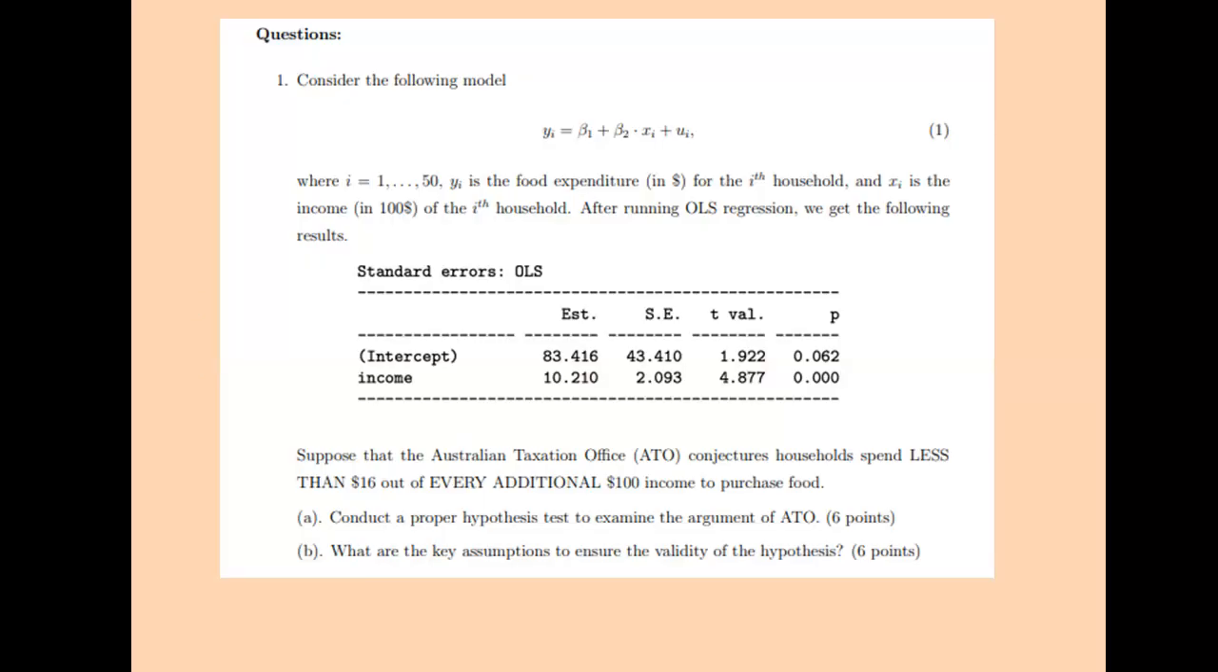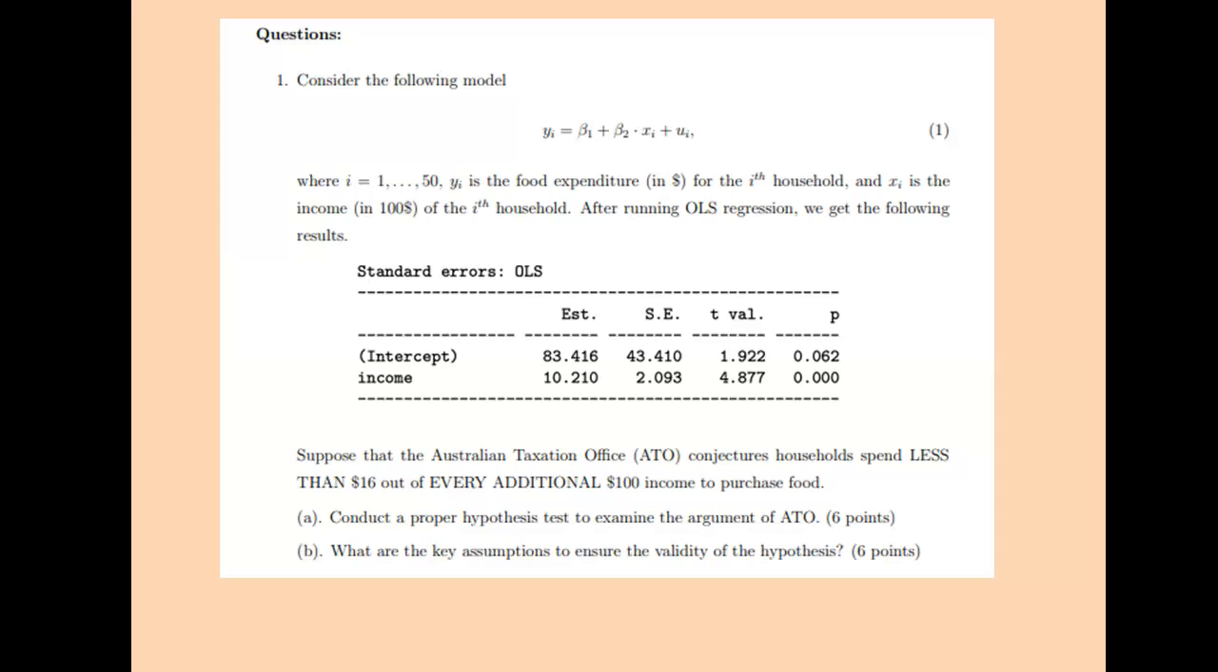So this is the sample question. Suppose that we already have a simple regression model here. For the observations, there are 50 households as our respondents. Then we want to examine the correlation of household income with their food expenditure. So food expenditure here is the dependent variable, or variable y, and variable x, the independent variable, is the household income.